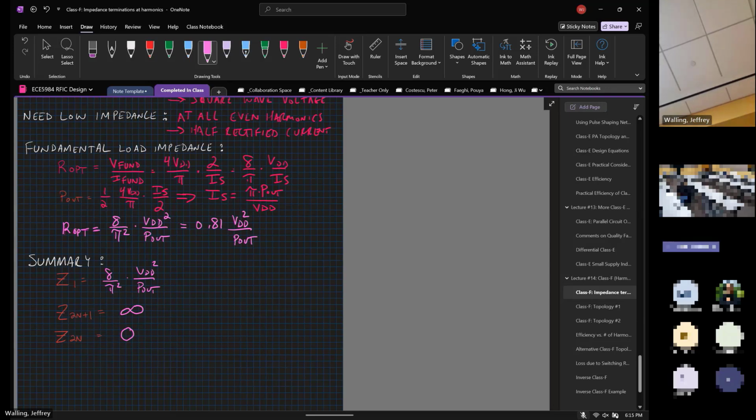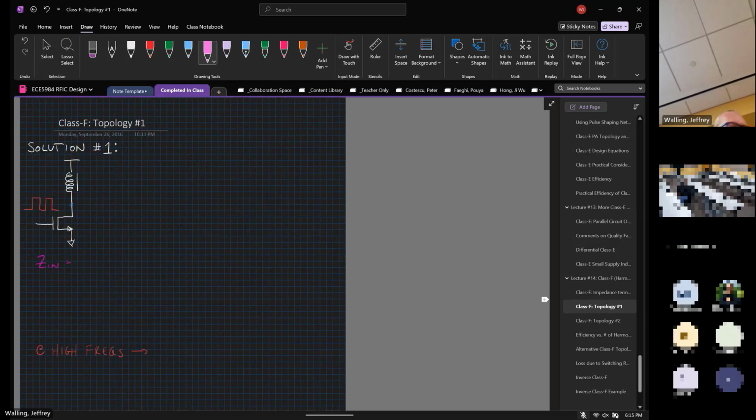All right, so let's look at some ways that we can do this. Well, the first way that we're going to do this is we're going to try and use a transmission line. All right, I'm going to put a DC block in. So this is a DC block. This means it's a big cap. BFC, as Tom Lee would say.